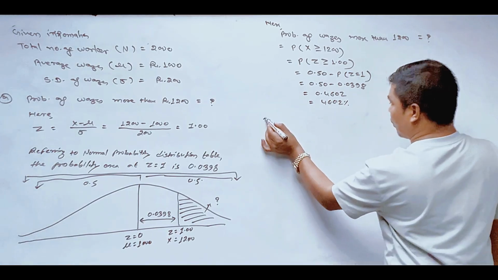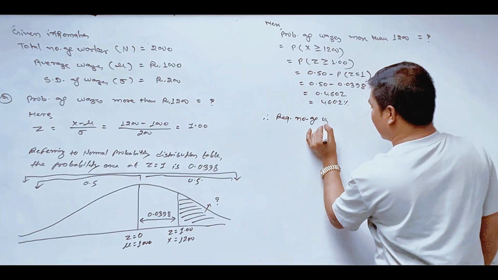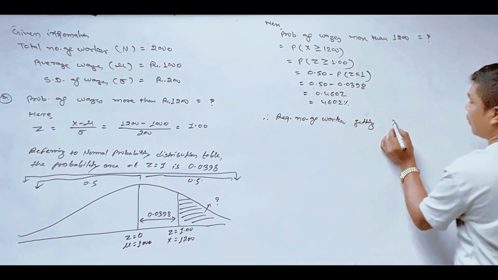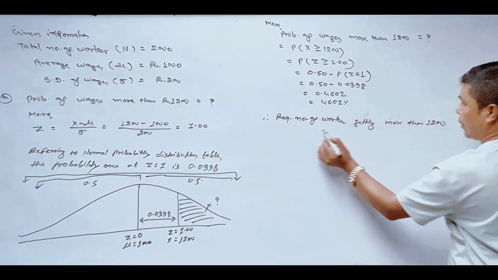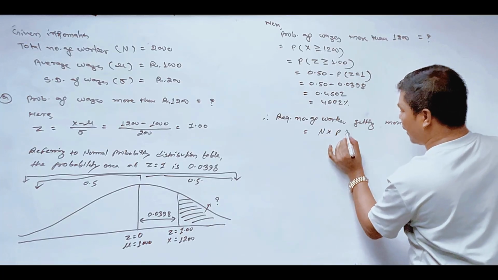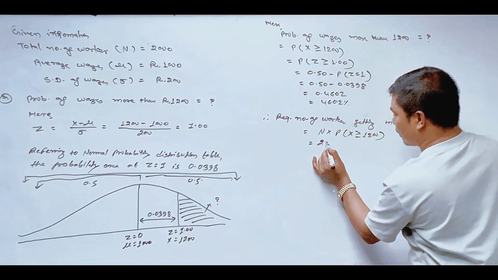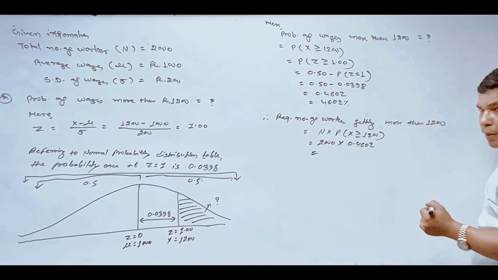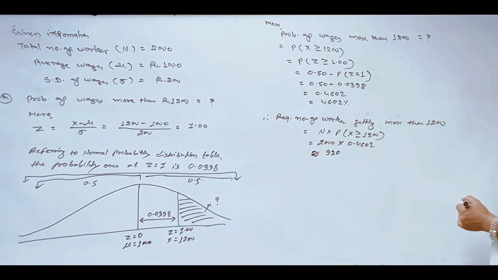The required number of workers getting more than 1,200 is the total number of workers, 2,000, capital N, multiplied by P(X ≥ 1,200). 2,000 multiplied by 0.1587. The answer is approximately 317. Approximately 317 workers may have wages more than 1,200.